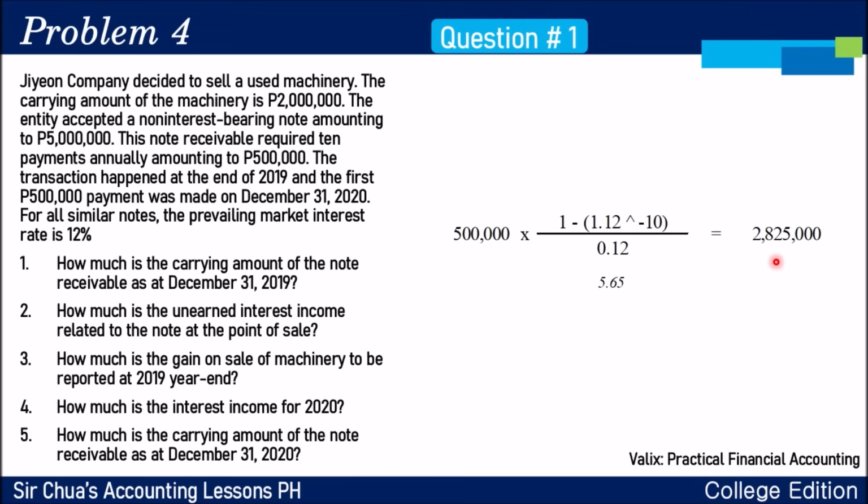Okay, so 500,000 times the present value factor of 5.65, the carrying amount of the note receivable is 2,825,000. So pag tinitignan yung mabuti, ang face value nung note 5 million, pero in reality 2,825,000 lang talaga siya kasi nasa loob na nga po ng 5 million yung interest.